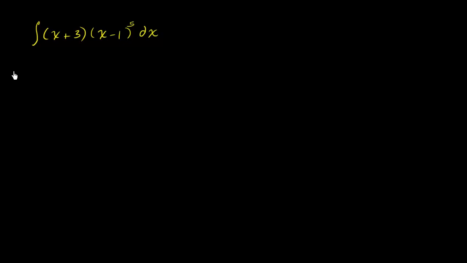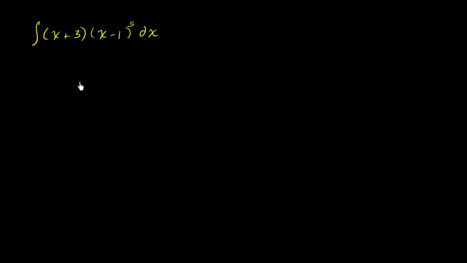We're faced with the indefinite integral of (x + 3)(x − 1)^5 dx. Now, we could solve this by literally multiplying out what (x − 1)^5 is, maybe using the binomial theorem. That would take a while, and then we'd multiply that times x + 3, and we'd end up with some polynomial, and we could take the antiderivative that way.